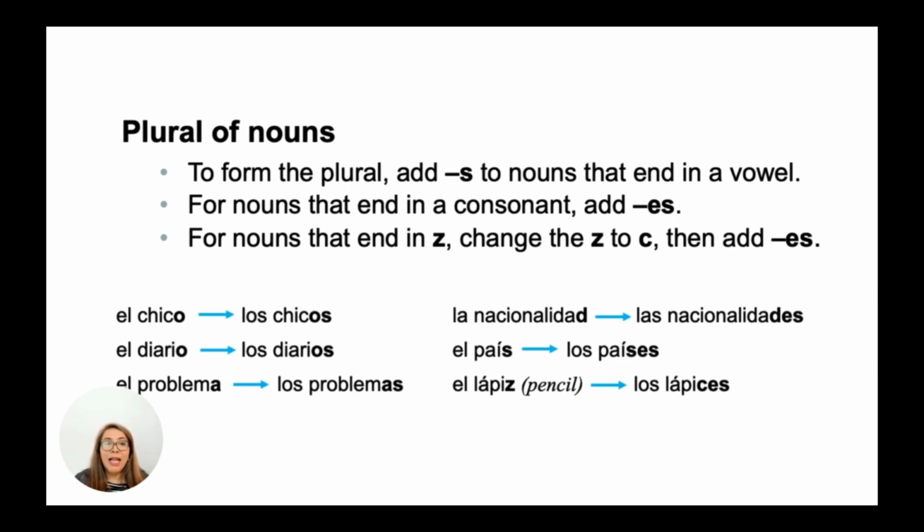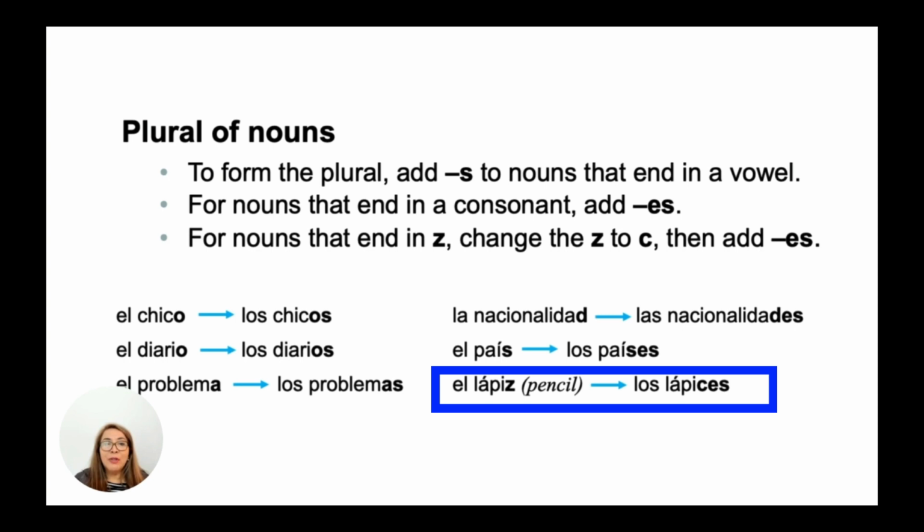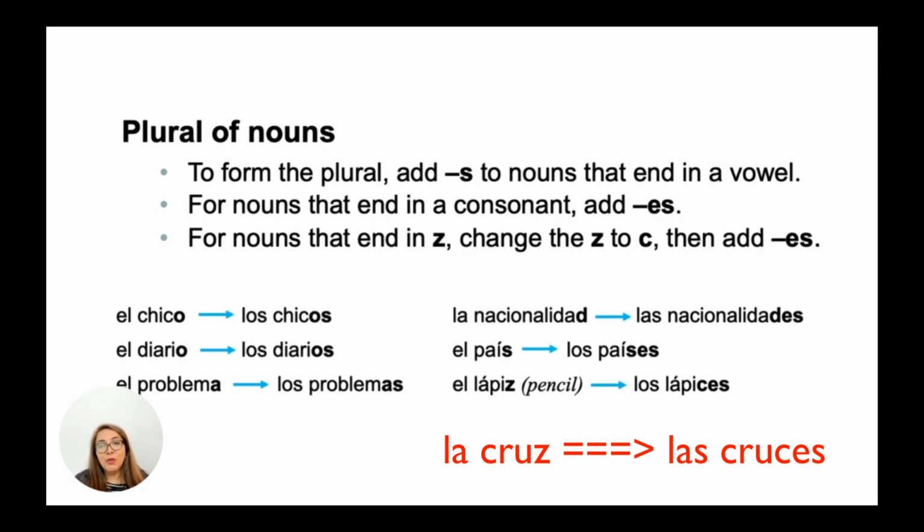Okay? Lastly, if you run across a word that ends in a Z, like el lápiz, pencil, then take out that Z and then add CES. Okay? El lápiz, los lápices. La cruz, the cross. Las cruces.